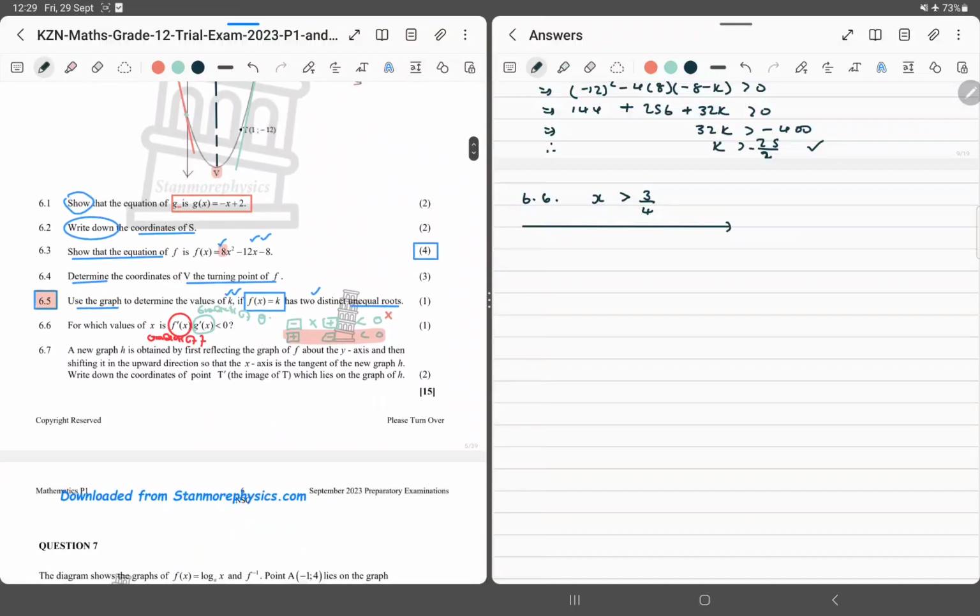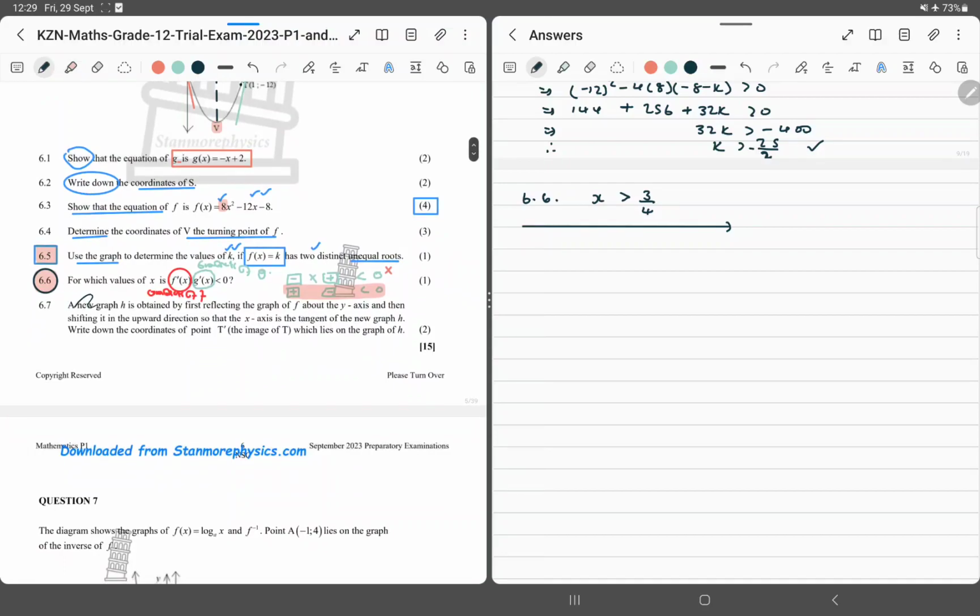Nice and easy. Okay, so again, this is another technical question, which is there to cause you a bit of discomfort if you're not sure of yourself. Now, 6.7 says a new graph of h is obtained by first reflecting the graph of f about the y-axis. So this is a horizontal reflection. This means you multiply -1 with the x values. Okay, so that is what we do.